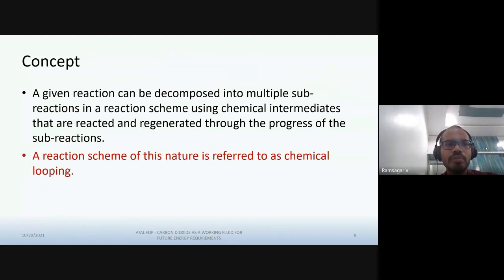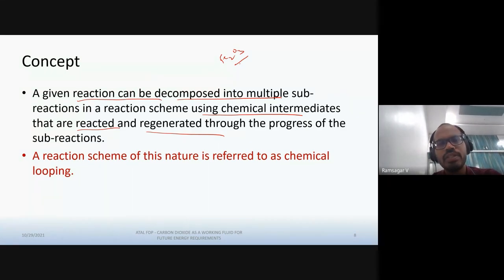principle, right? Any reaction in general can be decomposed into multiple sub-reactions using different chemical intermediates, so that those are reacted and regenerated, right? If you look at the intermediates, mainly they are formed from Fe2O3, right? So Fe2O3 is converted to Fe and again regenerated to Fe2O3, right?